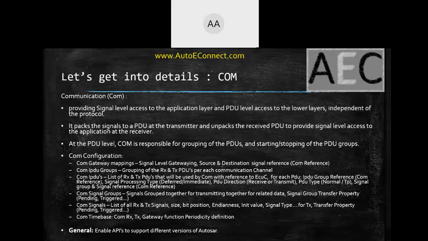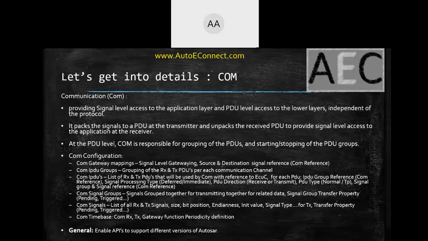There is a possibility that it will be processed by multiple ECUs. In such cases, signal gatewaying is very much helpful, and that's what will be the configurations of the COM gateway. Like any gatewaying, you will have a source and destination. So you will have the COM signal reference, like RX, the source signal and the destination signal. Ideally, the source will always be the RX signal for the COM, and the destination will be the TX signal in the COM.